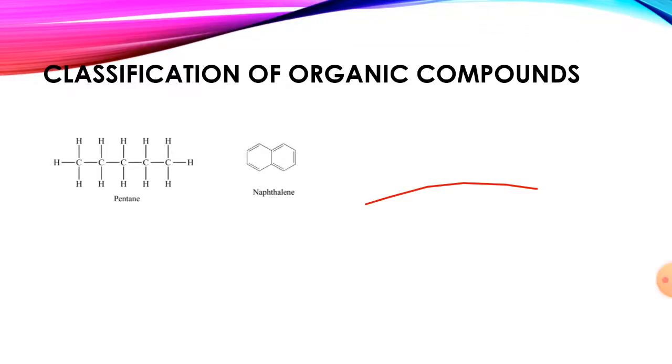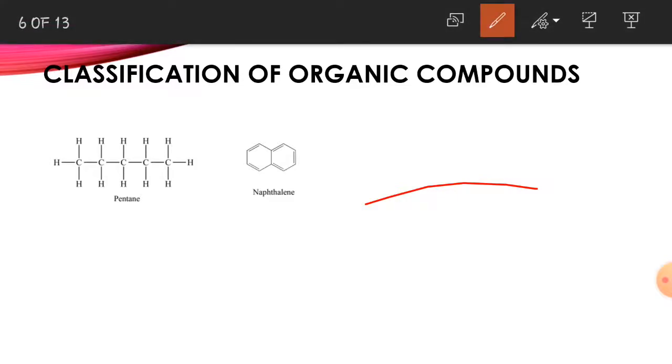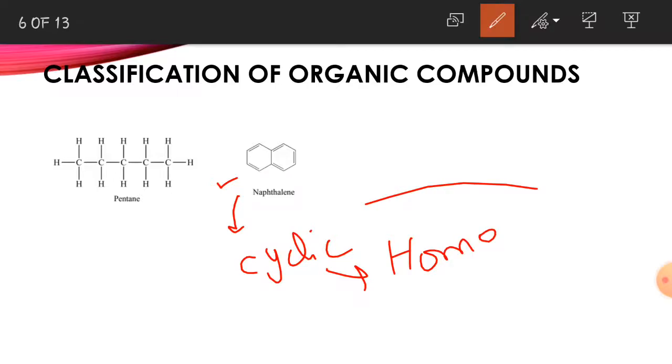Now we have another structure, that is naphthalene. Since it is a cyclic structure, it contains a ring, so it would be a cyclic compound. In a cyclic compound, the subgroup it belongs to is the homocyclic. It is a homocyclic organic compound.